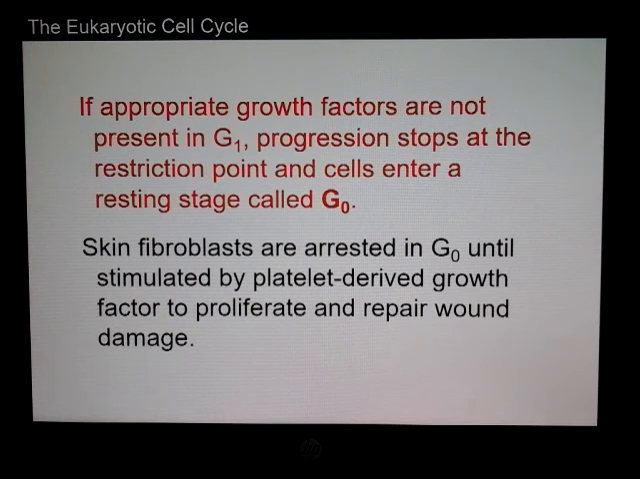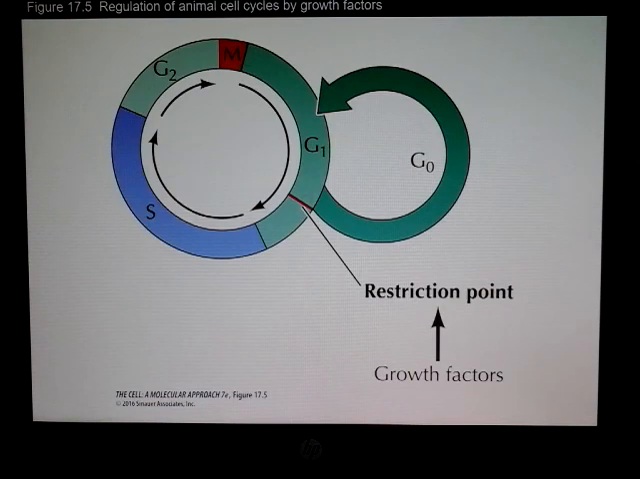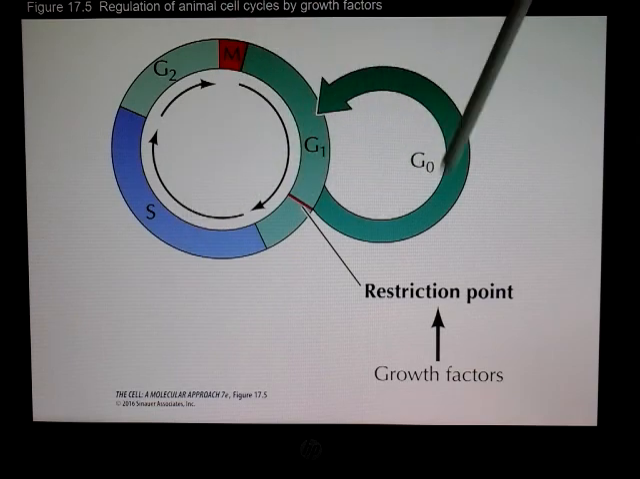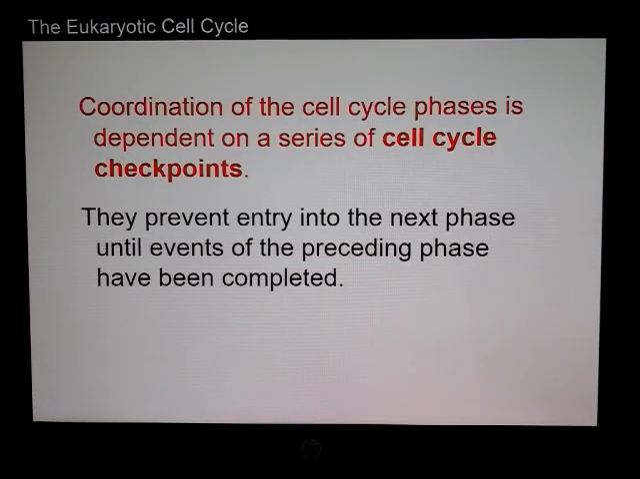So skin fibroblasts, for instance, are arrested in G0 until they are stimulated by platelet-derived factors to proliferate and repair different types of wounds. So again, here's your restriction point, and unless you get past that, you kind of are in this quiet time of not doing much of anything.